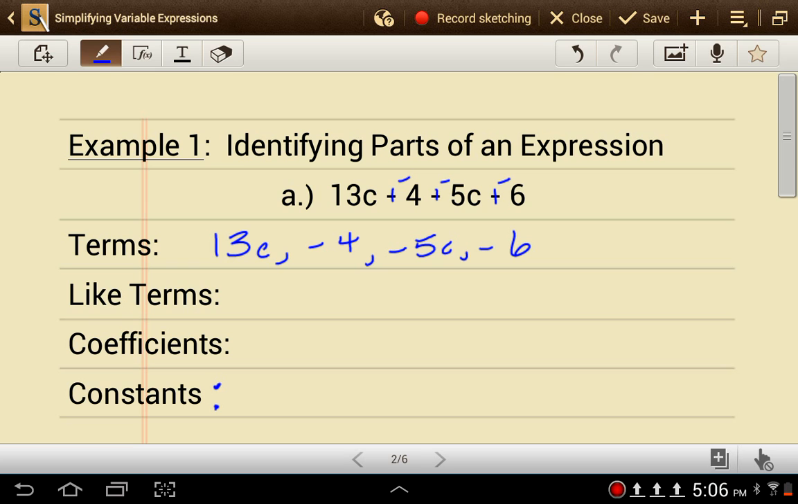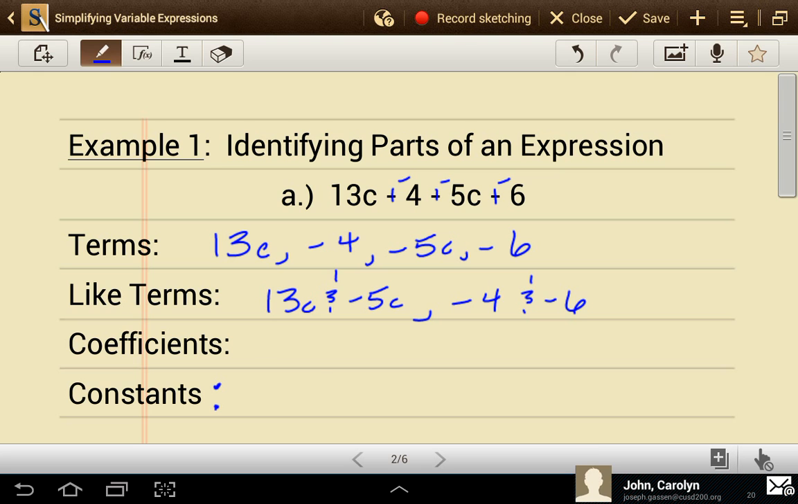My like terms, remember, are ones that are identical. So I have a 13c and a -5c. So that's going to be 13c and -5c. You also might remember I said that constants, numbers, are also like terms because they're just numbers. Constants are like terms. So -4 and -6 would be a second set. Sometimes you have an expression with no like terms, sometimes you have one, sometimes you have more than one. In this case we have 2 sets of like terms. Coefficients, remember, the numbers that are being multiplied to the variable.